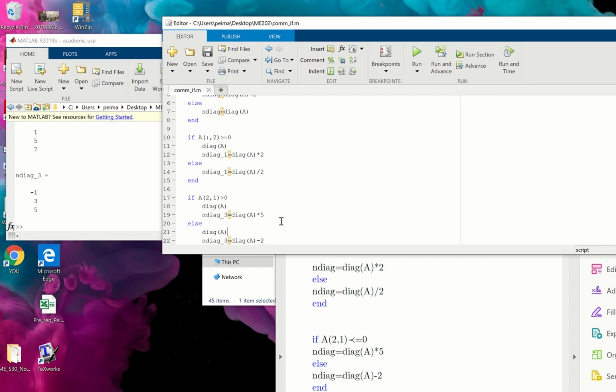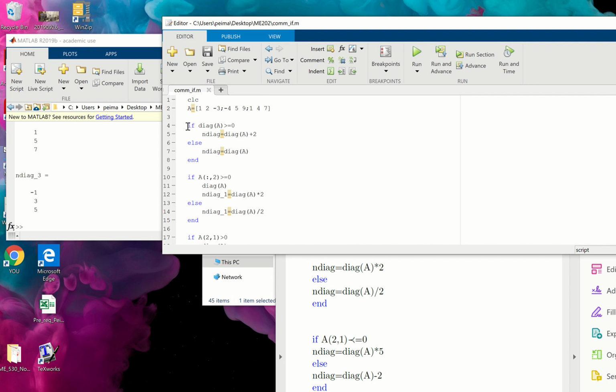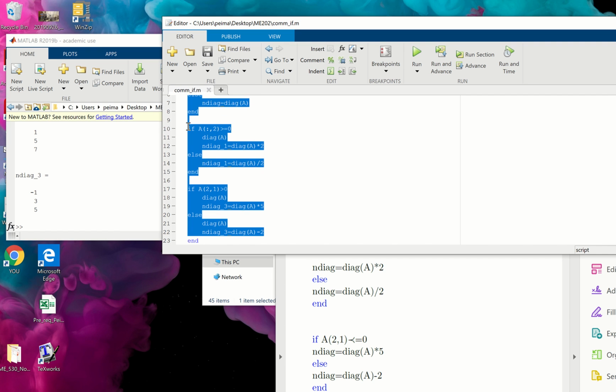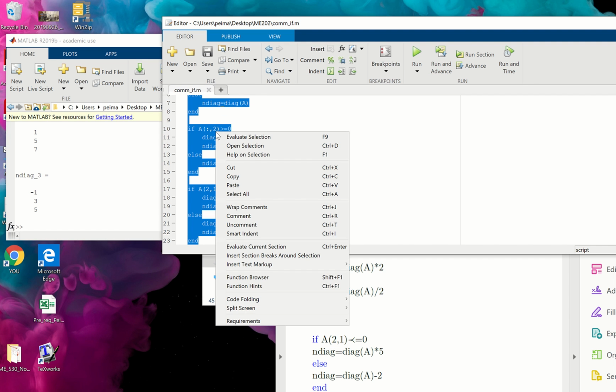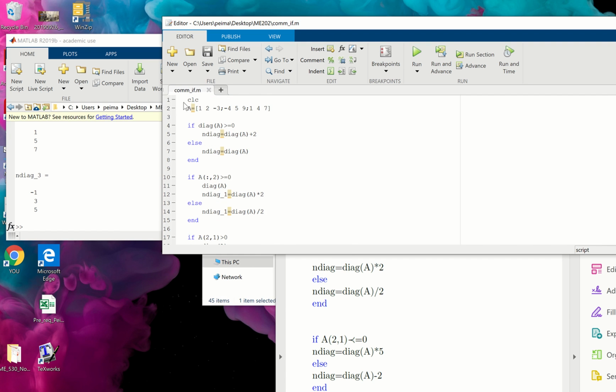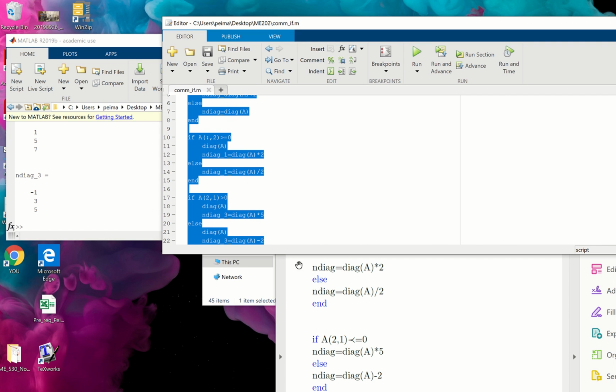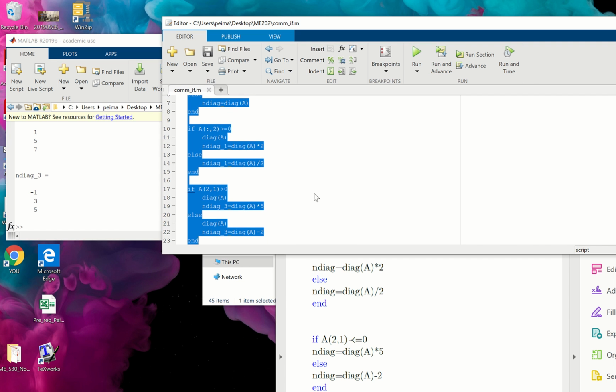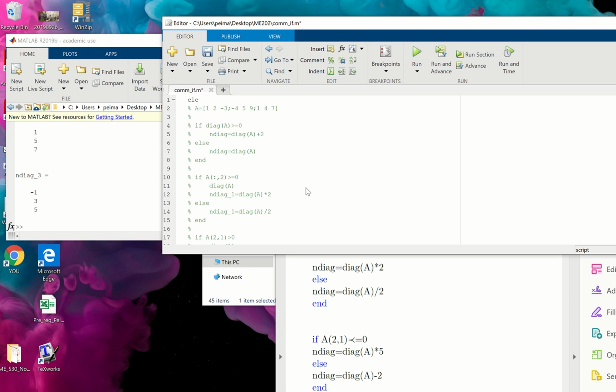Understand what I'm saying? Now, first of all, let me teach you. I want to make these comments. I'm selecting all of them. If you right click on this, guys, right click on that, you see that there's a comment command, that's right, Control R. I'm selecting all of them again. If you push Control and then R, it makes comments.